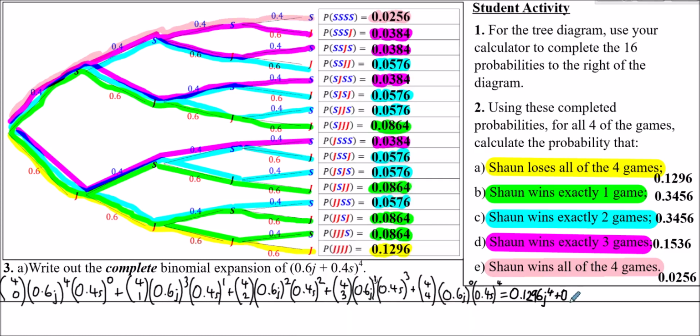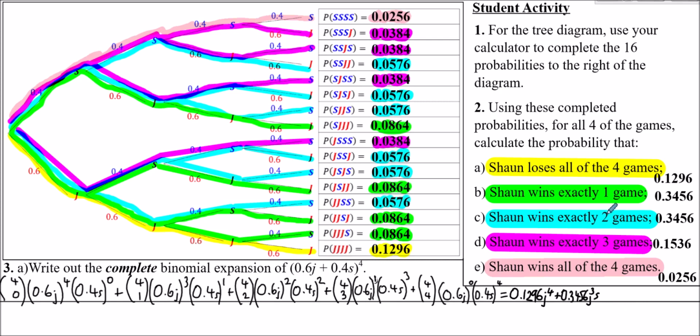So 0.3456 j cubed s. I apologise for the tiny writing. This is what I always do, and my students are well aware that I never seem to leave myself enough space, which is very annoying for myself as well.